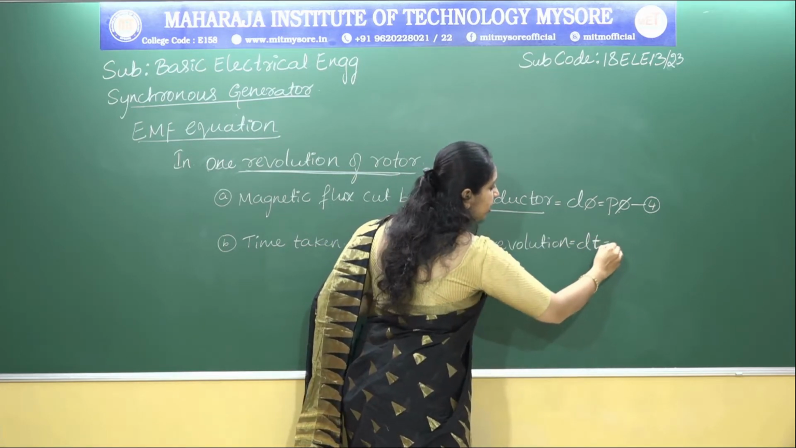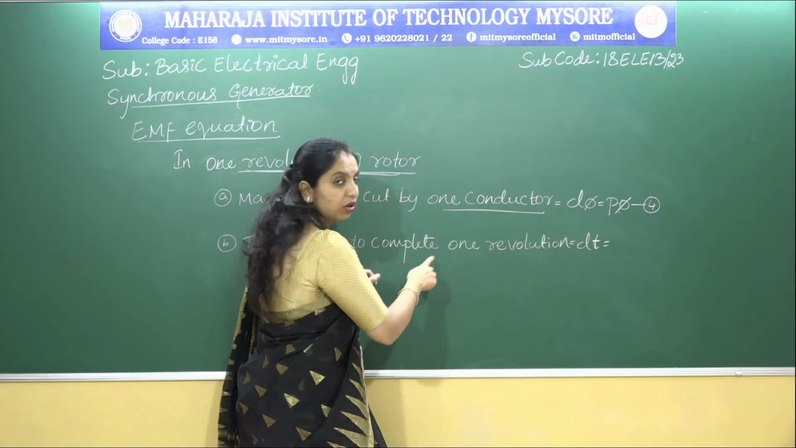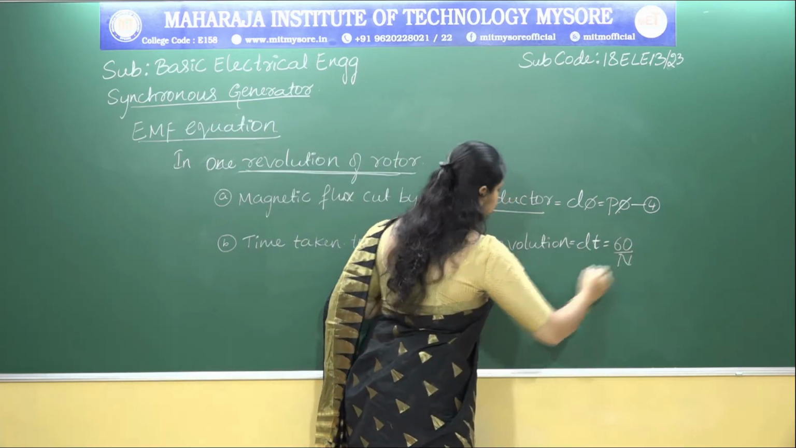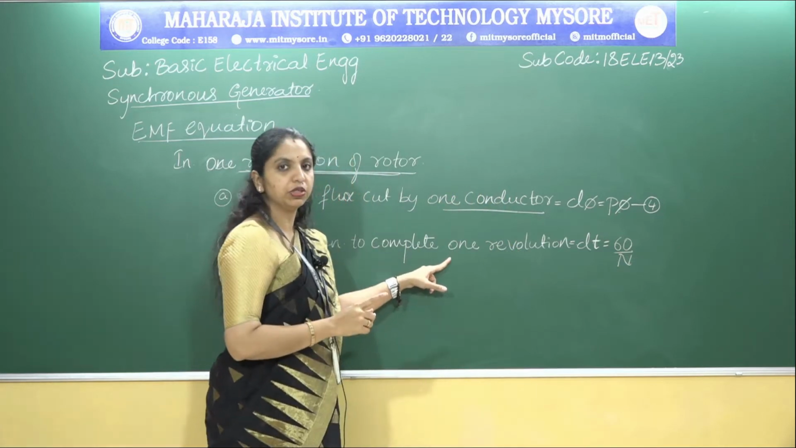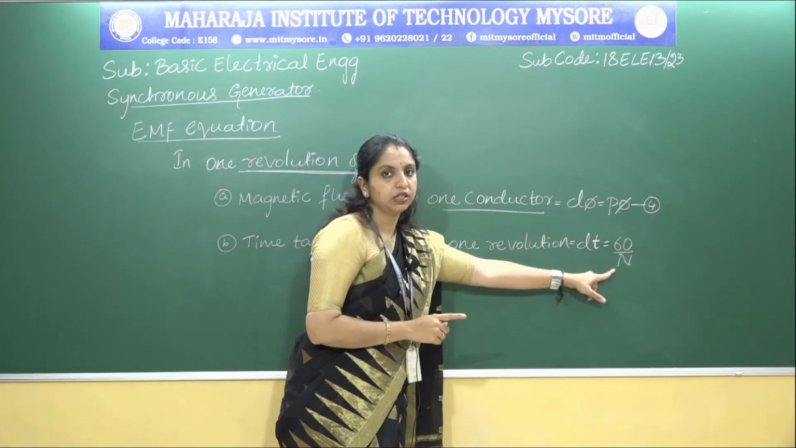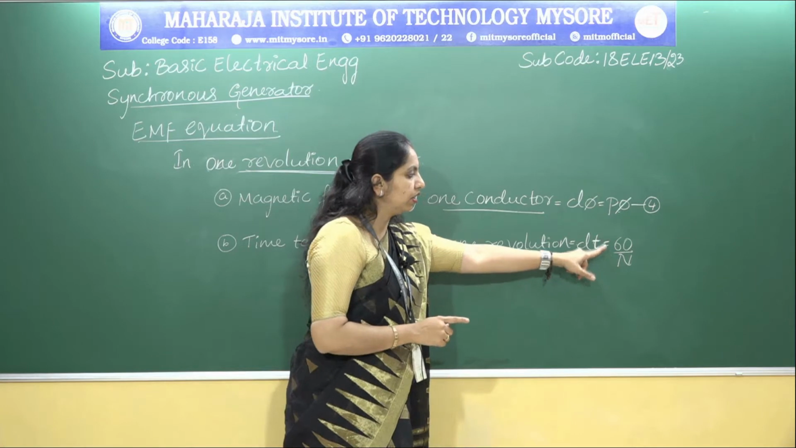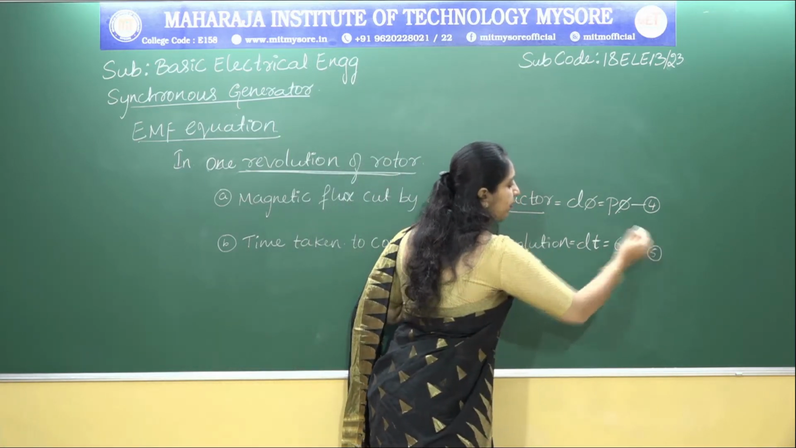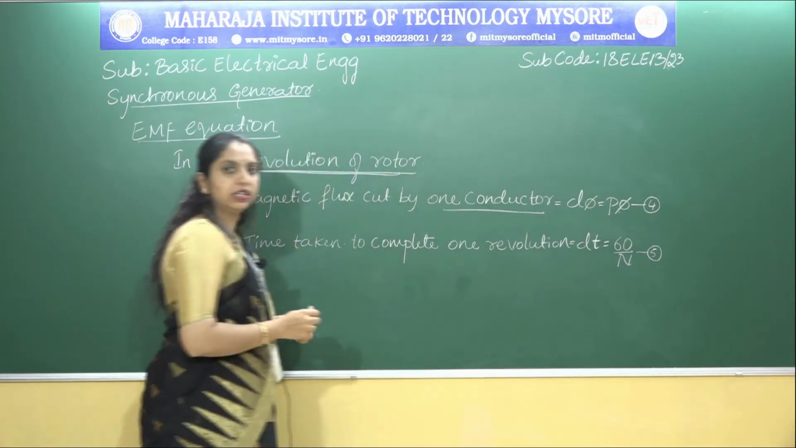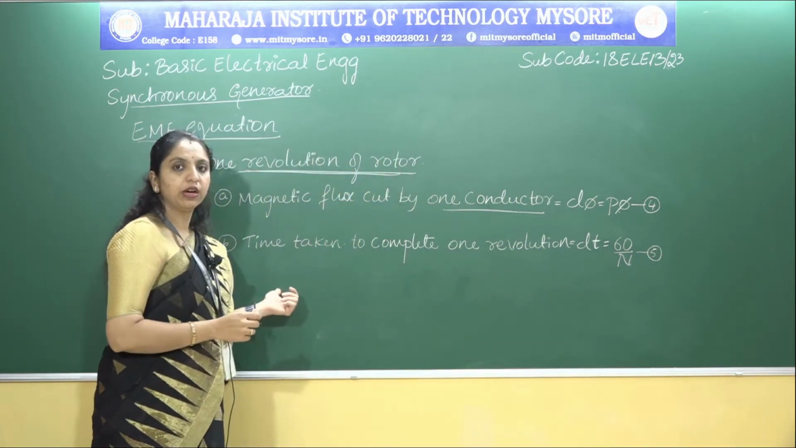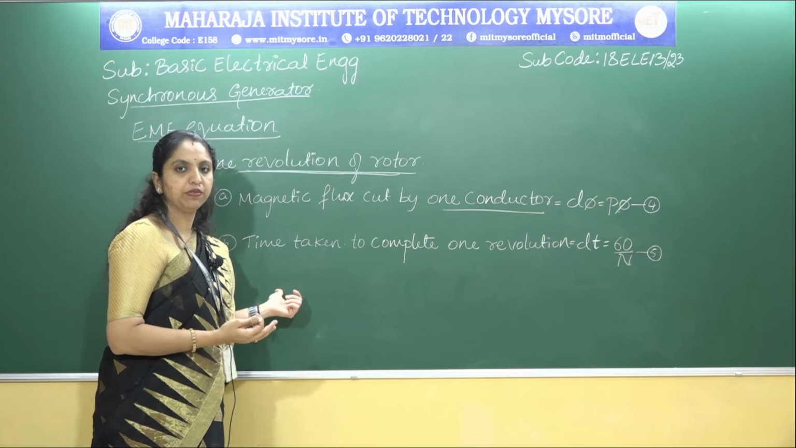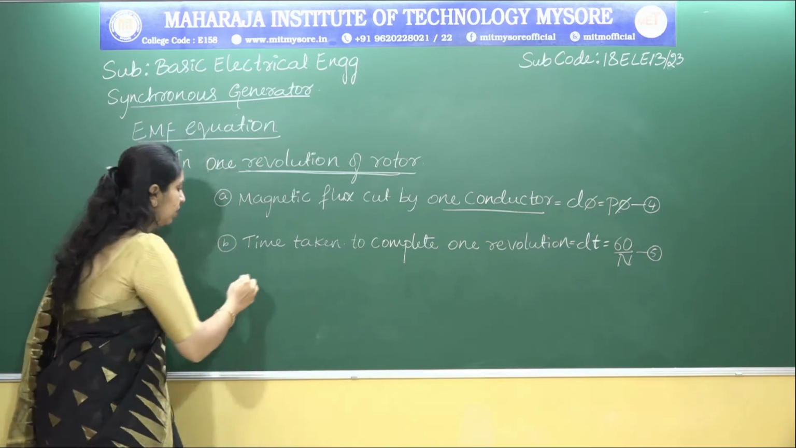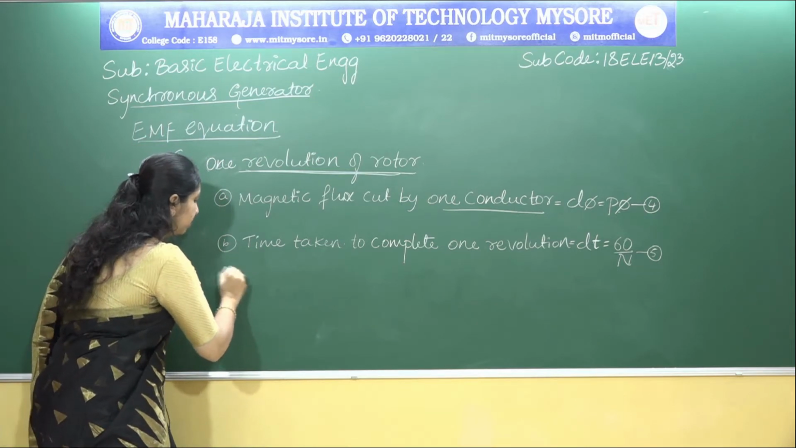So the change in time, or the time taken to complete one revolution, is 60 divided by n, because we are considering one revolution, and the time taken per revolution we consider as 60 divided by n. Let us call this equation 5. After considering equations 4 and 5, we need to find the average induced EMF per conductor. And what is the average EMF induced per conductor?